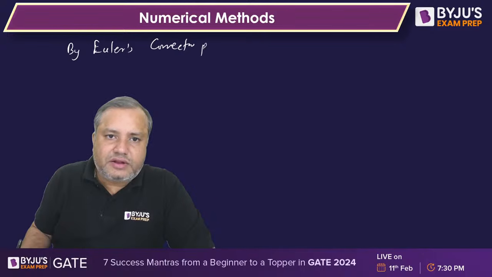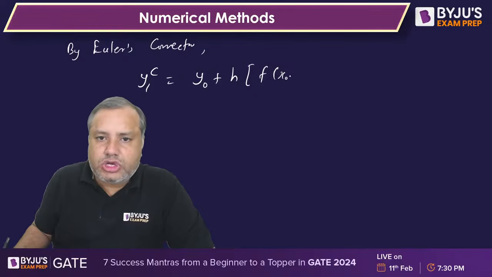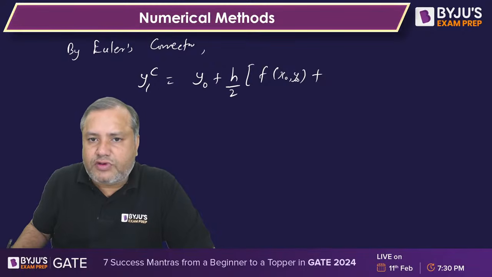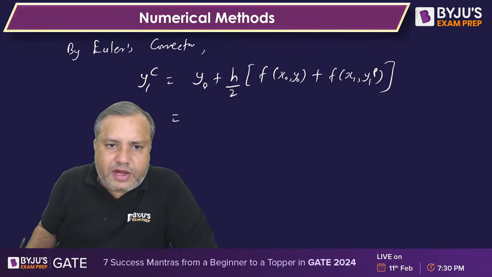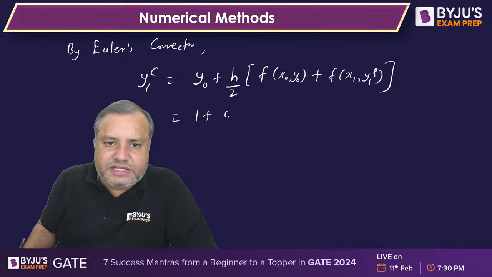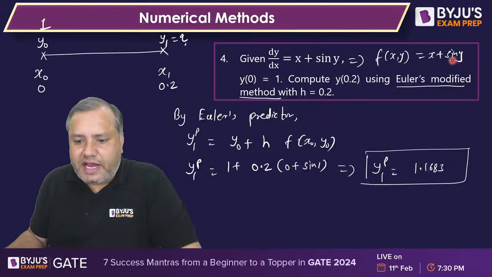By Euler's corrector formula, y1c will be y naught plus h by 2 times f of x naught, y naught plus f of x1 comma y1 predicted value. Great, we can do it now. What is y naught? Y naught is 1. H is 0.2. X naught, y naught are 0 and 1.